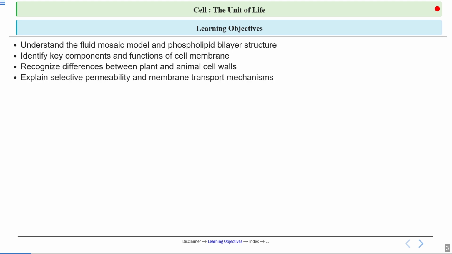Usually animals don't have a cell wall. Plants usually have cell walls, which are made up of cellulose. Then we will explain selective permeability and membrane transport mechanisms. We'll describe cell wall composition and function as well.